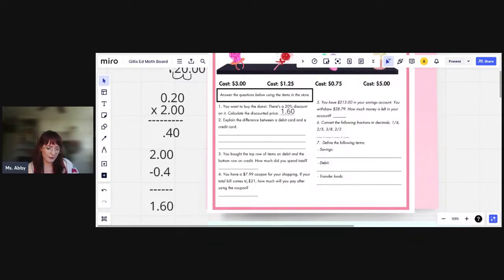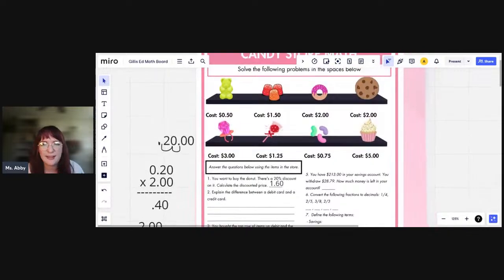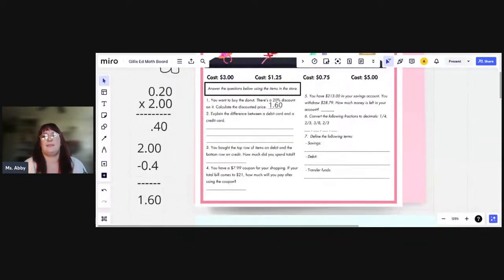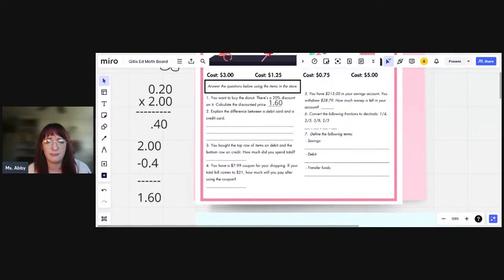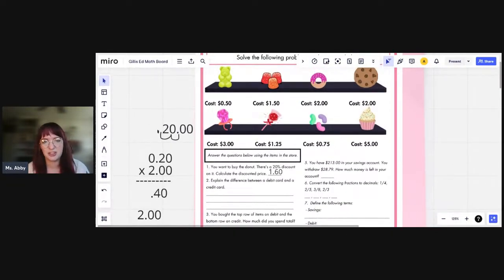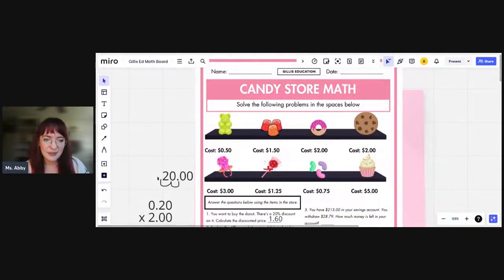So now we're going to move on to number 3, and we're going to go back to the items in the candy store. In number 3, it states, you bought the top row of items on debit and the bottom row on credit. How much did you spend total? For this one, this is going to be an addition problem, counting first the first row and then the second row and adding all of them together. So to do this, we're just going to add together the totals.